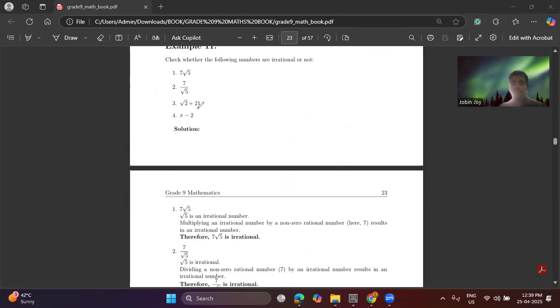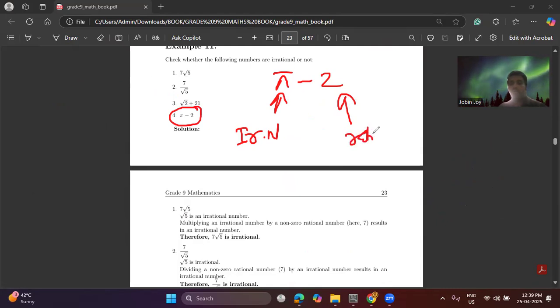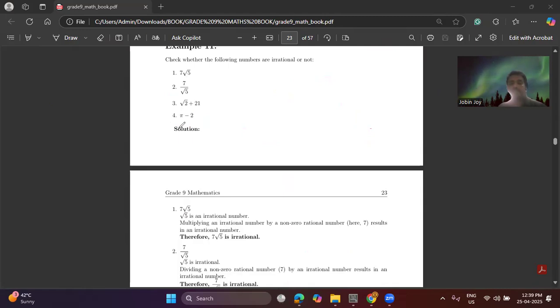Next is pi minus 2. Pi is what? Pi is an irrational number. 2 is what? 2 is a rational number. When you subtract, you will get an irrational number. Okay? Irrational number.